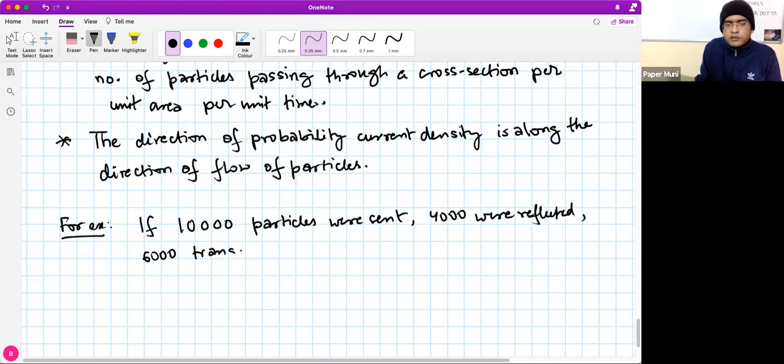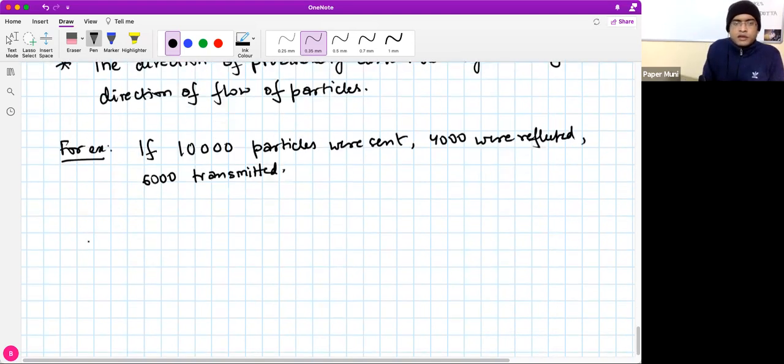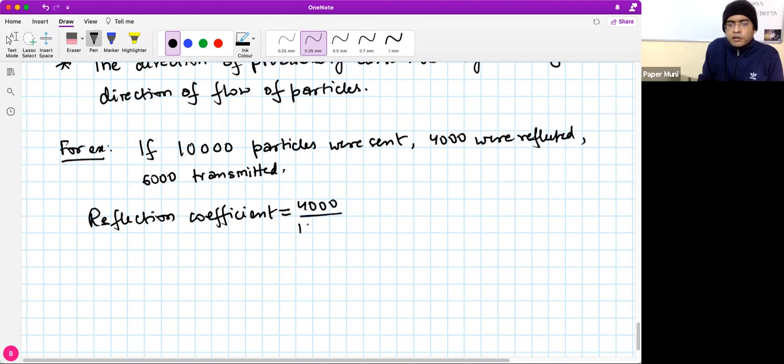6,000 transmitted. All right. So we talk about this thing, that reflection coefficient. Okay. So reflection coefficient is equal to 4,000 by 10,000. All right. And transmission coefficient.